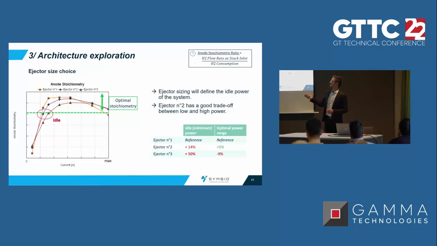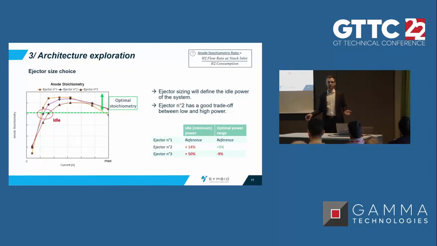So for the ejector number 1, which is the orange curve, we can see that it really works at low power. The anode stoichiometry is quite high at low power, however, it drops at high power, meaning that at maximum power, the stoichiometry is a bit low. And at the opposite, for the third ejector, which is a bit bigger, we can see that the recirculation works really well at high power. But we have a problem of idle power.